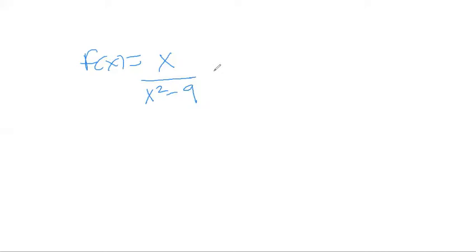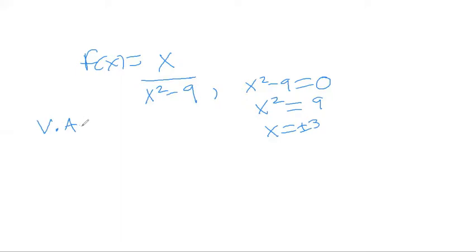For the vertical asymptotes, we actually already did that without even realizing it, because when you set the denominator equal to 0, that gives you your vertical asymptotes. So in this case, x squared equals 9. Take the square root of both sides, x equals plus or minus 3. So vertical asymptotes, which I'll abbreviate as VA, at x equals plus or minus 3.